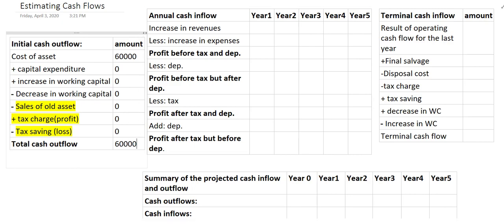So the cost of the project in this one is equal to 60,000. So now you can highlight this one. So this was the cost of the project. Cost of the project 60.